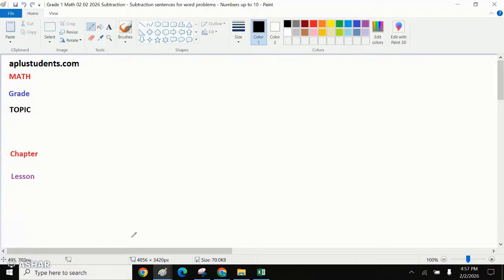Class, the first thing you need to do is go to aplusstudents.com. You need to go to the website. Once you're on the website, you need to select mathematics as your subject. Once you've selected maths, you need to select grade 1. This is a grade 1 lesson, and the name of the topic is subtraction.